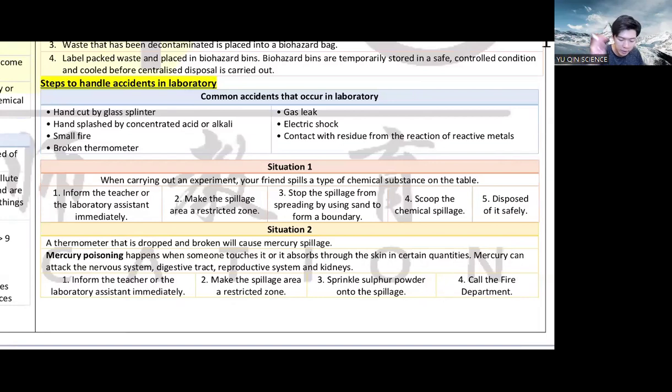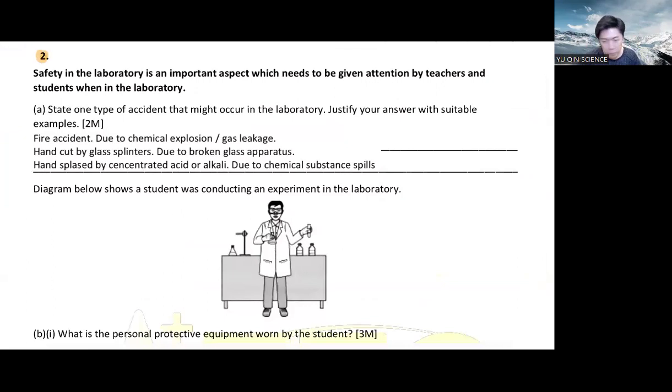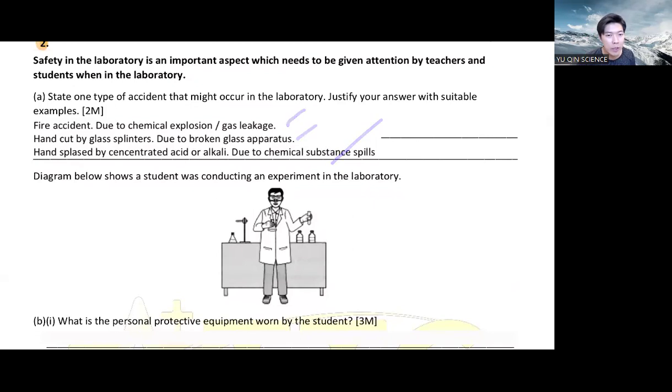So that's how you want to answer for 2 marks. Be straightforward, don't write too long or add a lot of extra stuff. Like fire accident, full stop, due to chemical explosion or due to gas leak, or hand cut by splinter, full stop, due to broken glass. See, straight and simple. You choose either one. I have 3 answers for you. If you don't mind, you can write all 3, but you can choose. You don't have to write all of them.